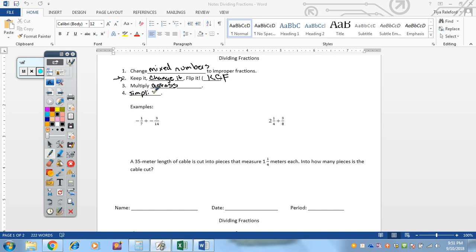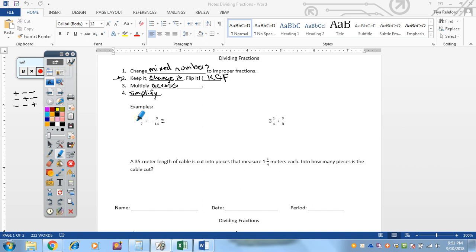So the only difference is this step 2, the KCF. Do not keep change flip for multiplication, only division. This is where we make our mistakes, getting confused. Now, division and multiplication, we use tic-tac-toe. Addition and subtraction, it's the big number.